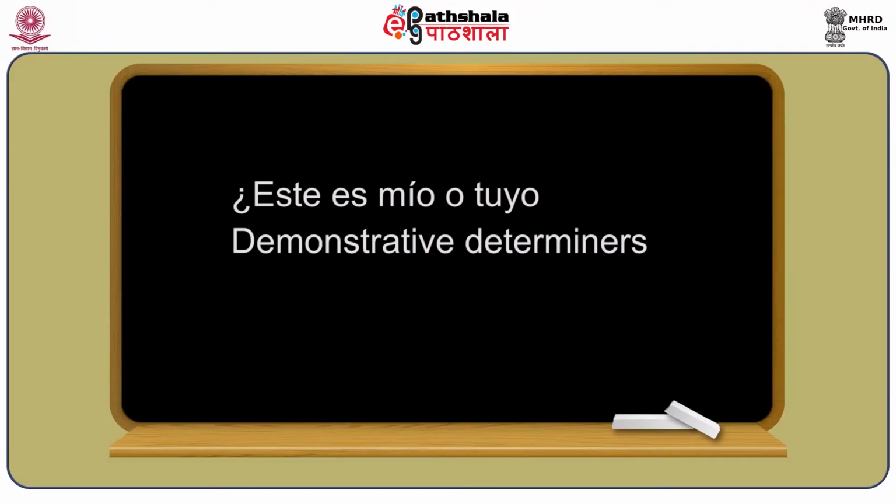In this module entitled Este es mío o tuyo, you are going to learn to express the distance between the speaker and the objects around him, to express belonging and relation between subjects and their objects, and also to refer to something or someone known or already mentioned in the discourse. So we start with the demonstrative determiners.